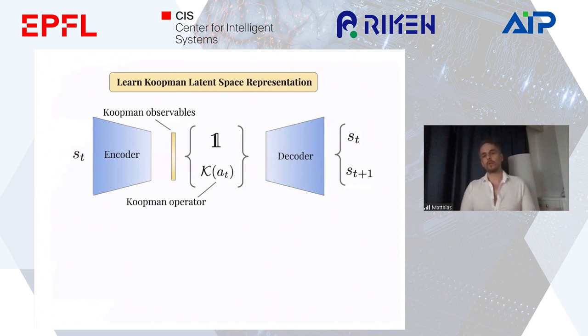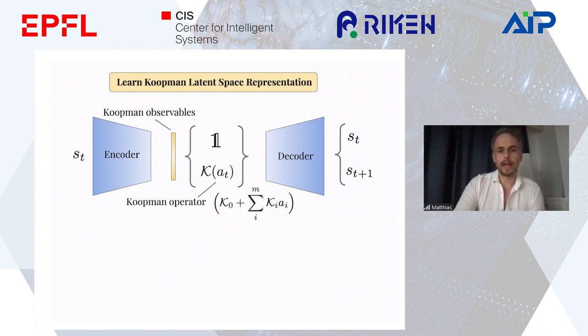So how do we approach this? It's actually quite simple. You just have to pre-train a variational autoencoder, which has the additional feature that if you take the identity map on the latent space, you just get S_t, the same state. However, if you apply the linear operator, which is the Koopman operator, just a matrix multiplication on a latent variable, you will get the next state, the state at the next time step. The ansatz for the Koopman operator, as I said, is just linear. Here, K0 and Ki are just matrices, and a_i are the actions taken.